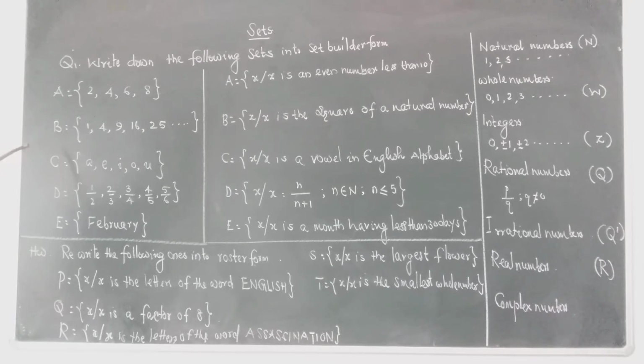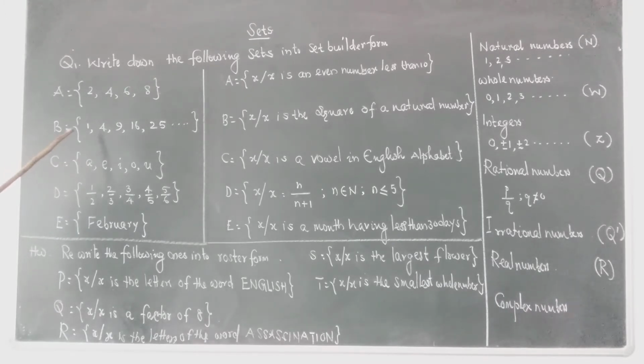Another example we can see as B. B is equal to the set 1, 4, 9, 16, 25. This number is not ending at 25. It is going on. The next number could be 36, then 49, then 64, and so on.